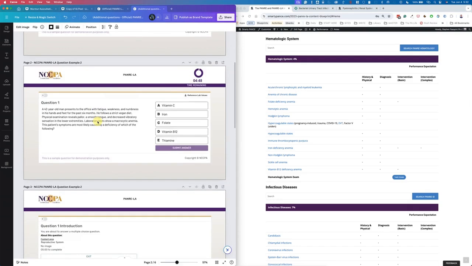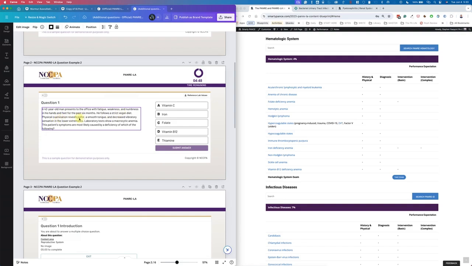So let's use our steps like we used before. Let's go ahead and read the leading question first. This patient's symptoms are most likely caused by a deficiency of which of the following? Okay, so we know it's the deficiency in one of these vitamins. So let's go ahead and read that first sentence. A 42-year-old man, okay, he's an older man, fatigue, weakness, and numbness in his hands and feet for the past 6 months. So numbness, that's a key there. He follows a strict vegan diet. Vegan diet is probably very important. They never give you information in a vignette unless it is important. So he's a vegan. He's got weakness and numbness in his feet.